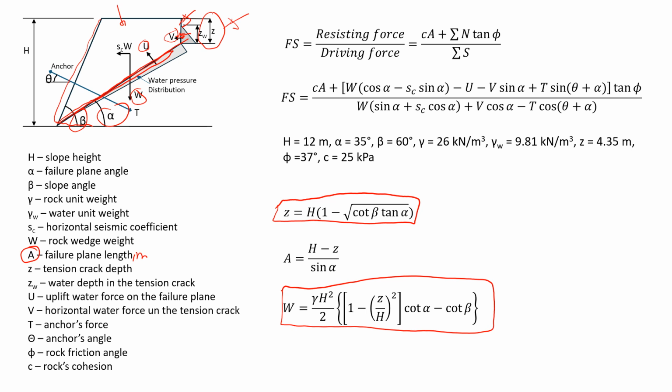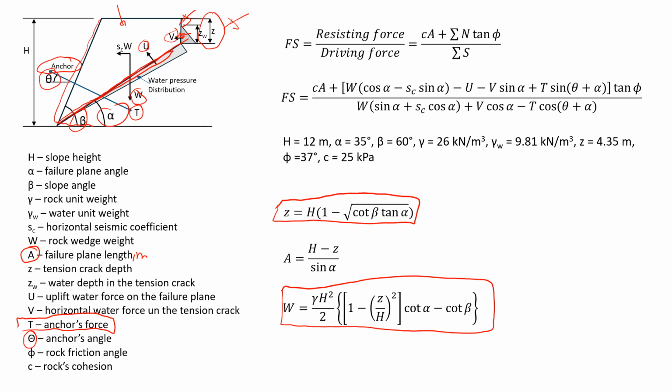If we would like to think about how to stabilize it, and if we would like to use anchors, we can also estimate the effect of the anchor on the stability. In this case, we would like to know this value of T, which is the anchor force, and usually we can design it. And we also would like to know the inclination at which we're going to install the anchor, which is going to be theta, the anchor's angle.